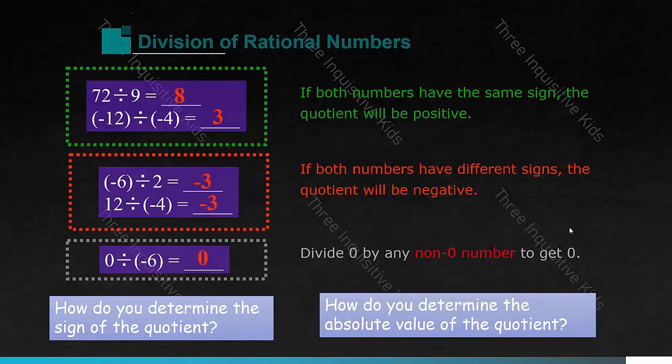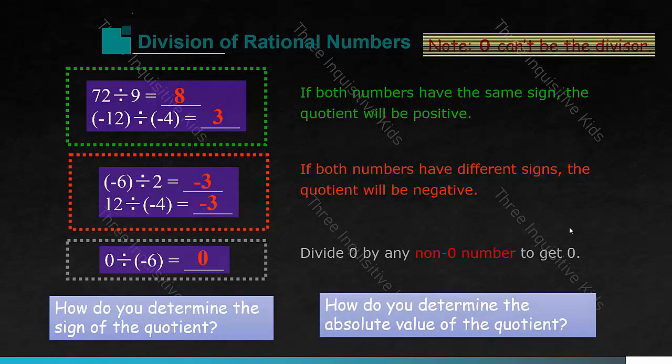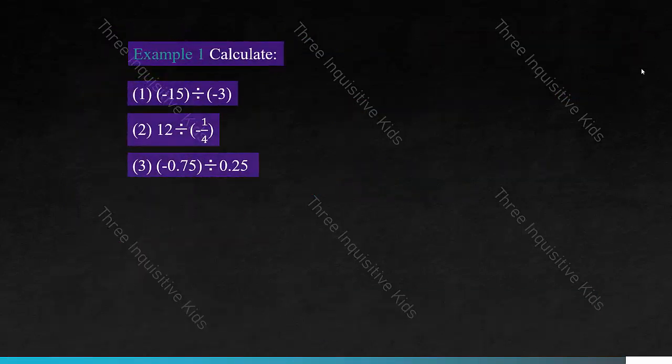So does this answer some of the questions that we had in the previous slide? No, 0 can't be the divisor. Now I want you to compute these three expressions. The solutions are 5, -48, and -3.